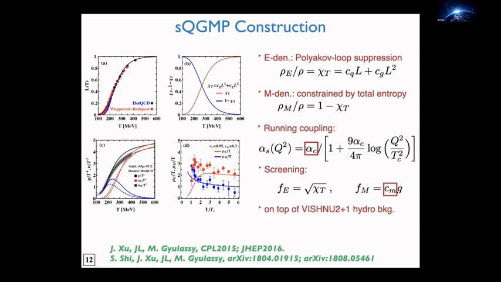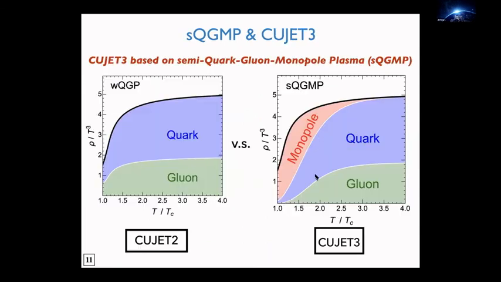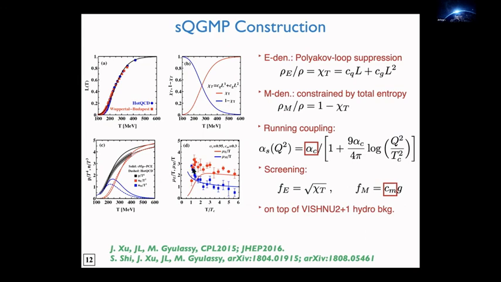So then that's the crucial question: how do you do this? You cannot do it arbitrarily, so we try our best to use all kinds of lattice information. For example, we borrow the Polyakov loop from lattice to suppress the quark and gluon contribution, roughly using this simple formula: the quarks are suppressed by L and gluons by L squared. These are not exact, but we're borrowing that picture from the semi-QGP from Rob Pisarski and collaborators. The magnetic density would be whatever is not in the electric density, so you use 1 minus the electric fraction.